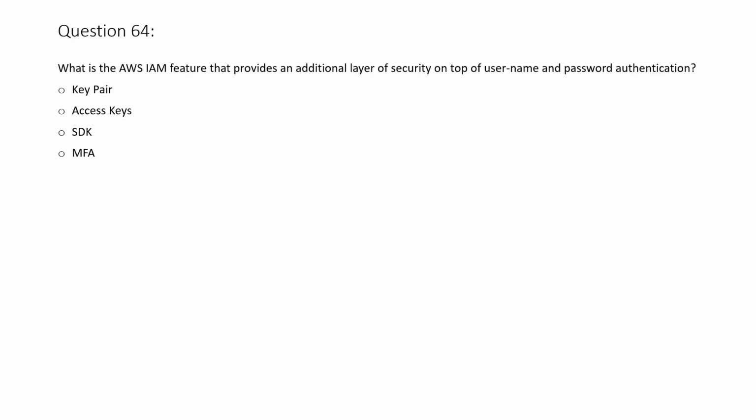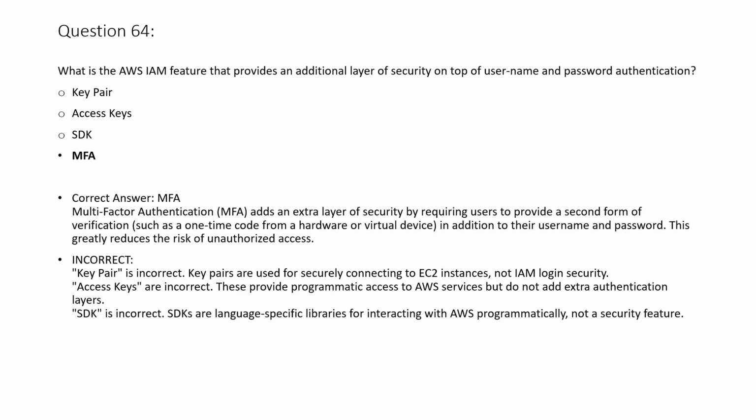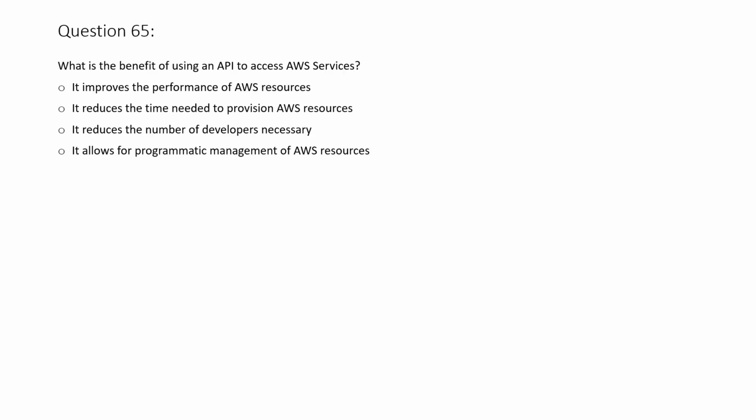Moving to question number 64. What is the AWS IAM feature that provides an additional layer of security on top of the username and password authentication? Options are key pair, access keys, SDK, MFA. Correct answer is MFA. MFA is multi-factor authentication.